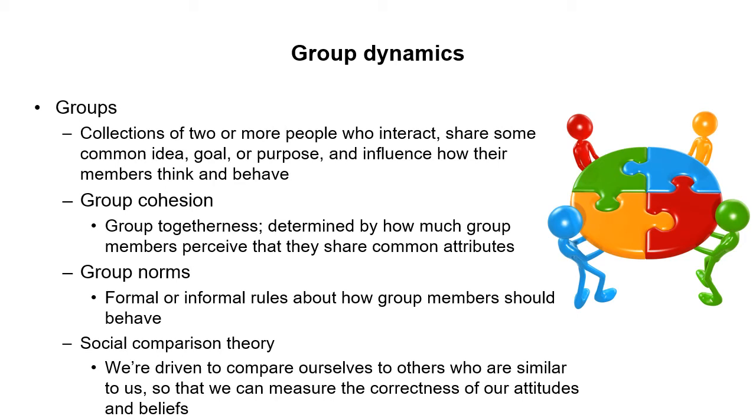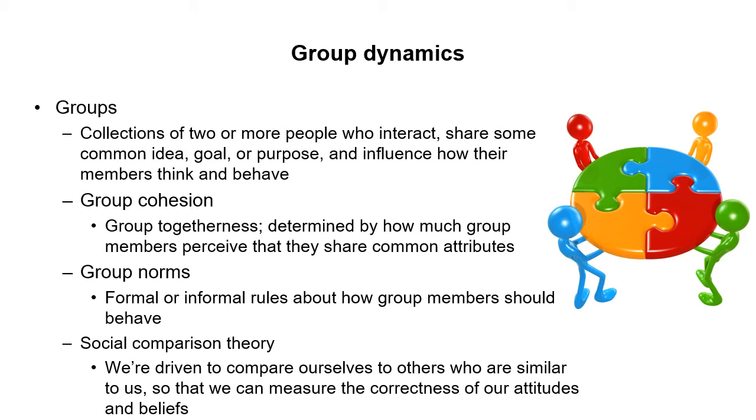So a group, what is a group? Two or more people that share some common idea, goal, or purpose. Group cohesion is a sense of togetherness, and it's determined by how much the group perceives they share these common attributes. And common attributes, again, doesn't have to be anything physical. It can definitely be things like psychological or the shared goal. There tends to be high group cohesion when you get things like sports. In there, you're not talking about the physical characteristics. You're talking more about that group cohesion because you're sharing the goal of achieving success at your sport.